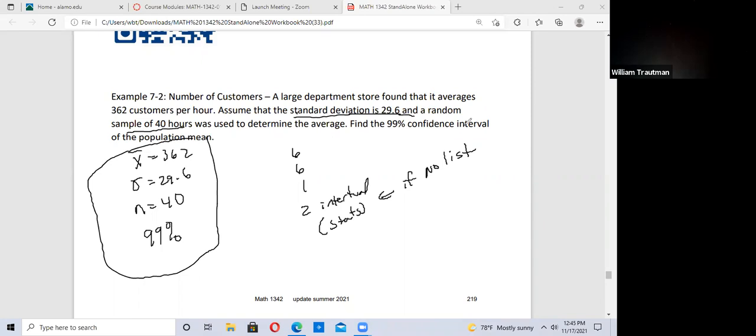I think I might have typed... Did I type in the right thing? Menu 661. And we have to type in stats.